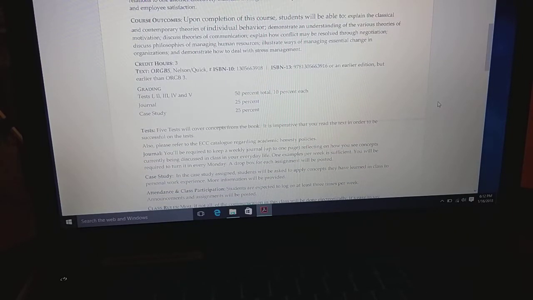You'll be writing a weekly journal of up to 1 page. You should reflect on how you see concepts currently being discussed in class in your everyday life. One example per week is good. You'll be required to turn it in Monday morning, and I'll put a Dropbox in. We'll talk more about that when we talk about the schedule. Then there's a case study at the end of the semester, which is basically an enlarged journal. It'll be 3 or 4 pages long, with a little more detail and depth.